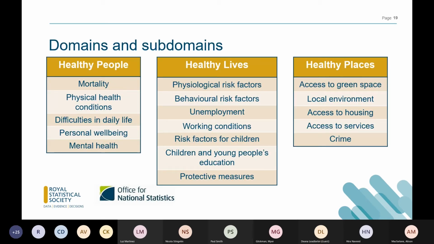And finally, one of the most important findings of all of these are the total subdomains within each domain. So healthy people has the 5 subdomains shown here of mortality, physical health conditions, etc. Healthy lives has 7 and healthy places has 5. And again, all of this will be revisited following consultation feedback, new things we're adding to the index, and improvements to our subdomain weighting approach.